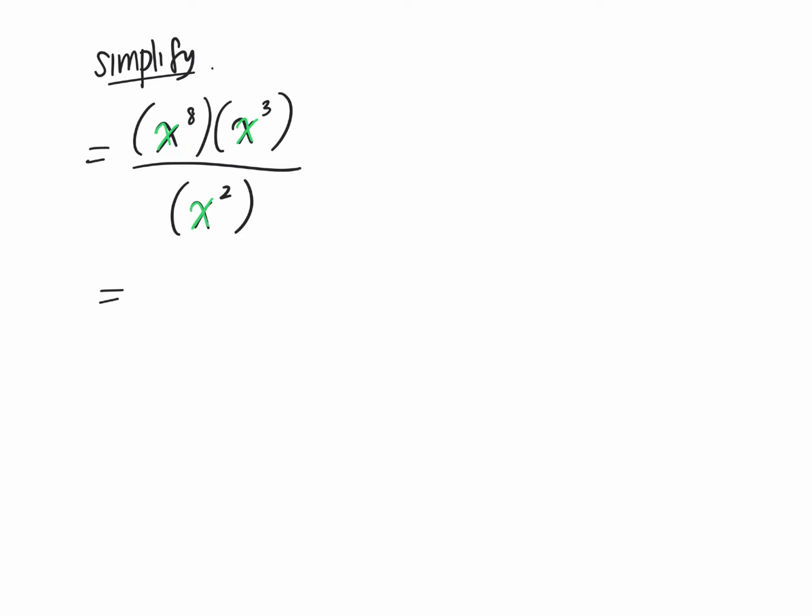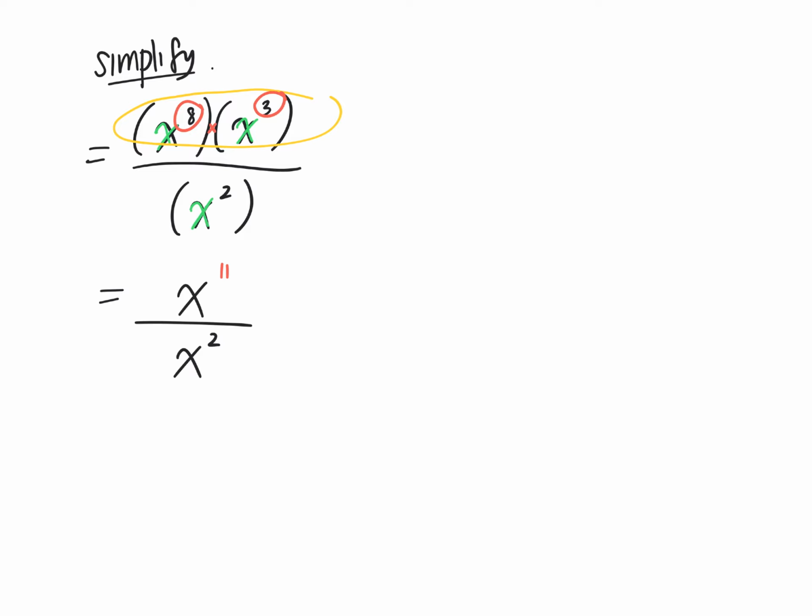Okay, so very easy. We're going to simplify the numerator first. Instead of saying x to the power of 8 times x to the power of 3, we can just write it as x to the power of what? 11. You add 8 plus 3. So x to the power of 11 divided by x to the power of 2.